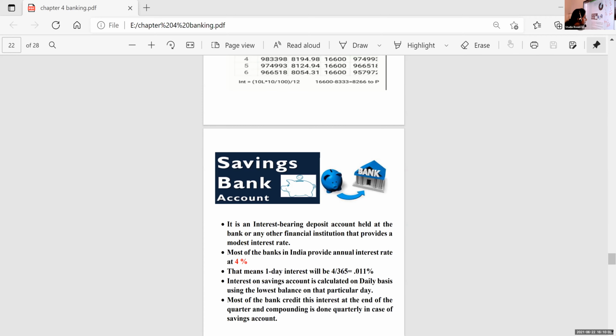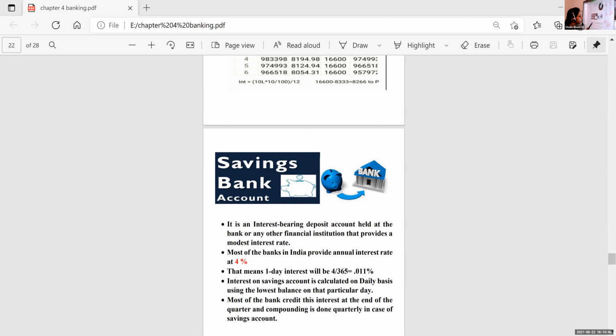When you do the calculation, you get something like 0.01098761. But we take it as 0.011%. So this is the daily interest rate.